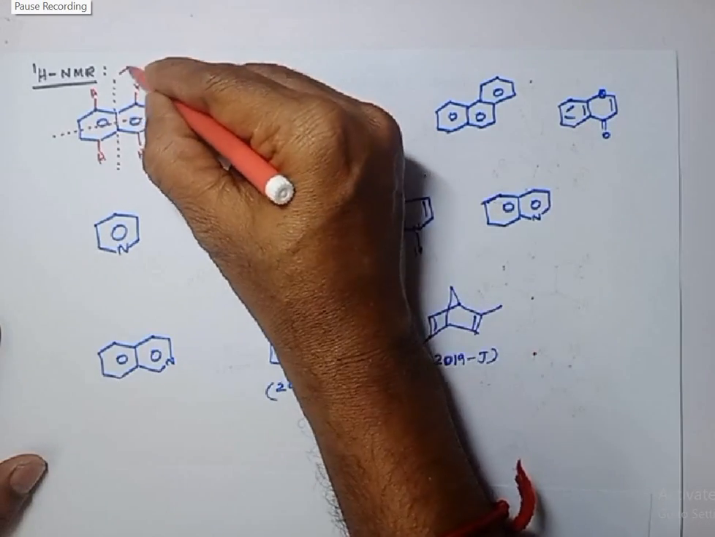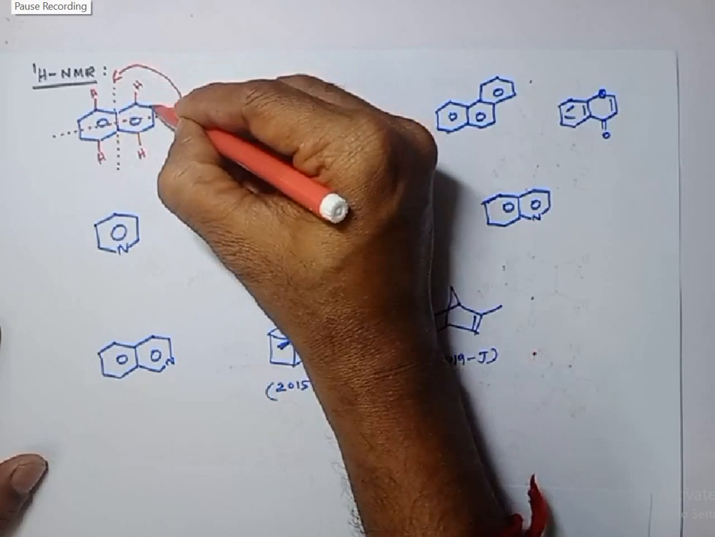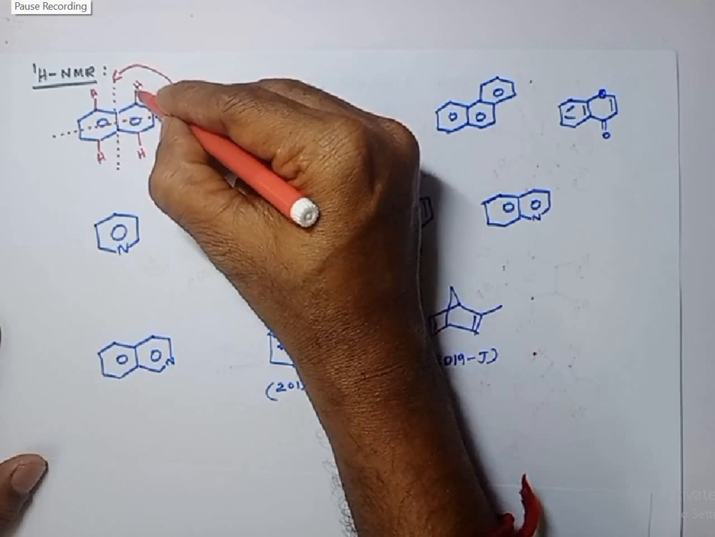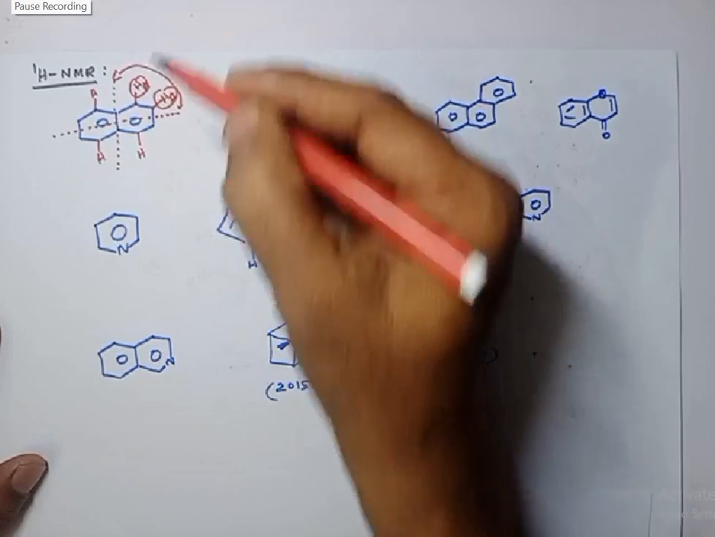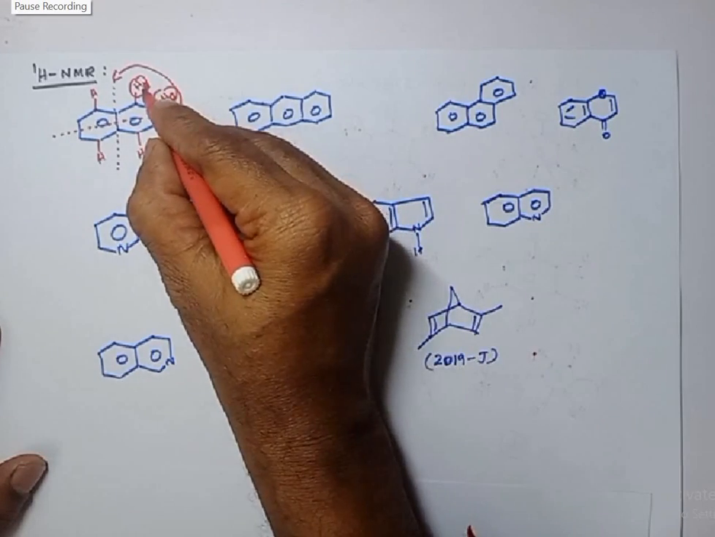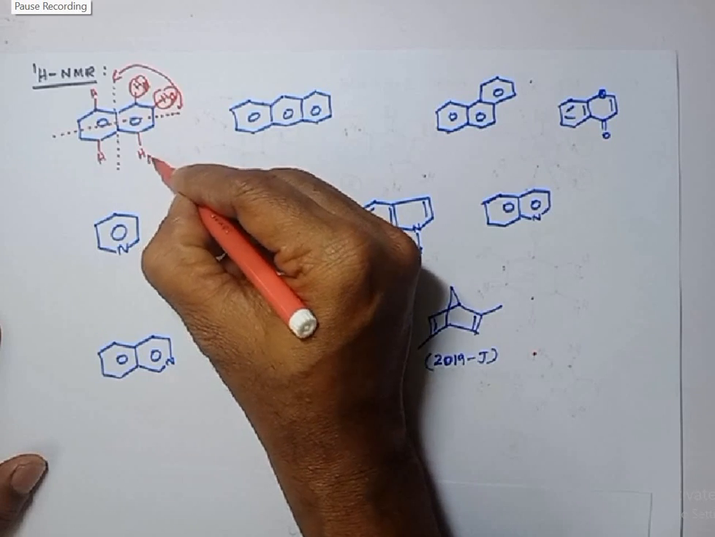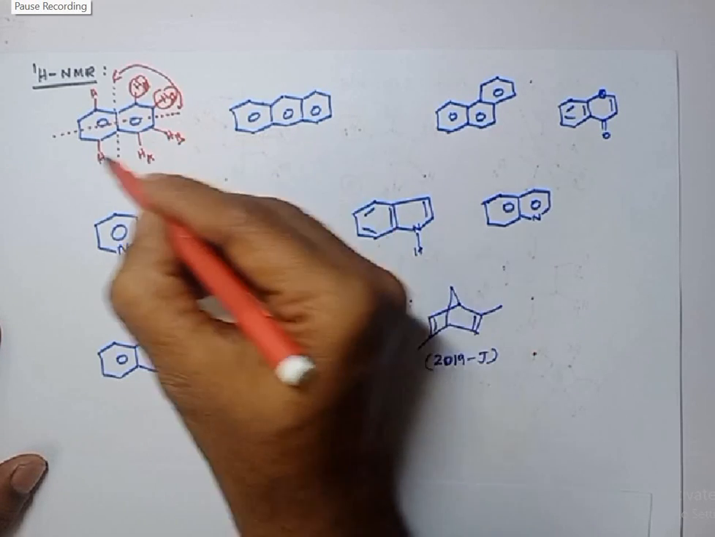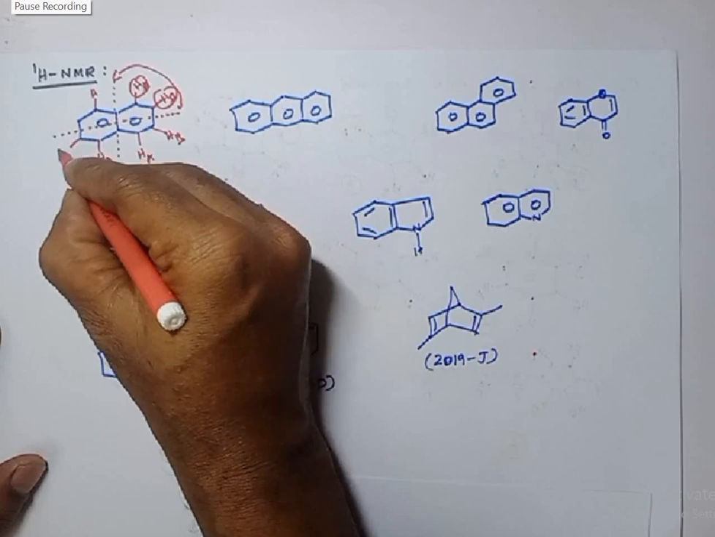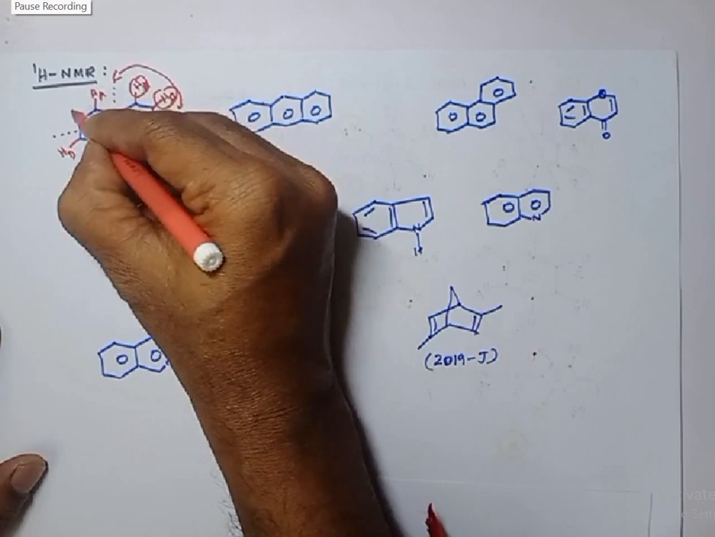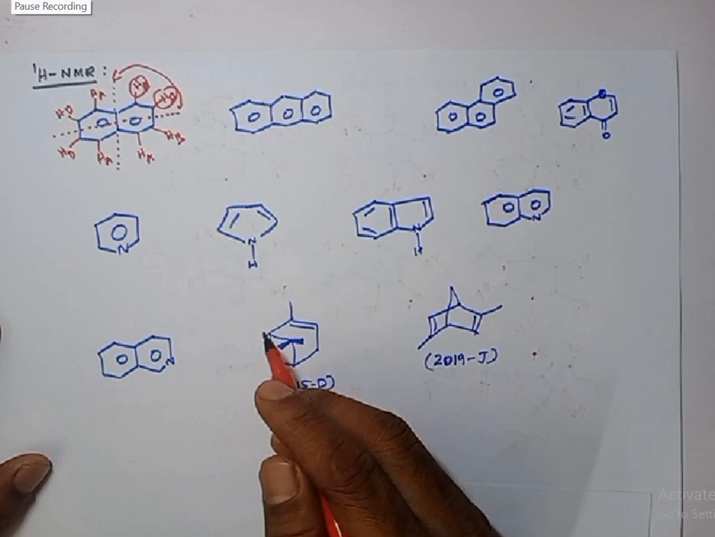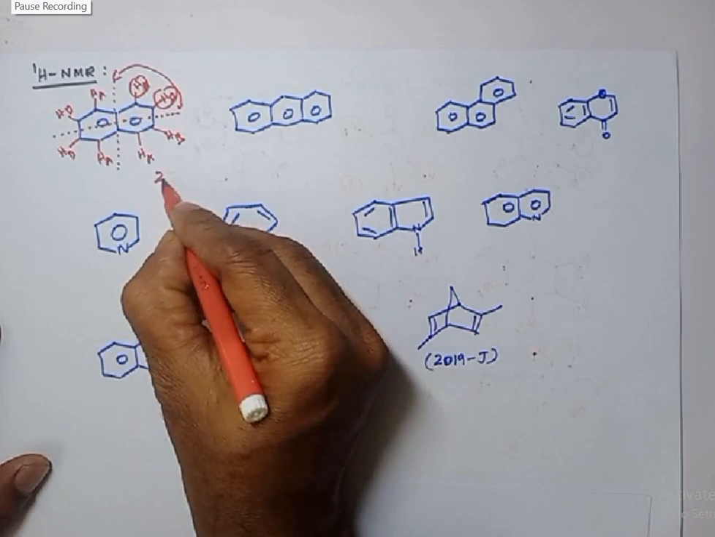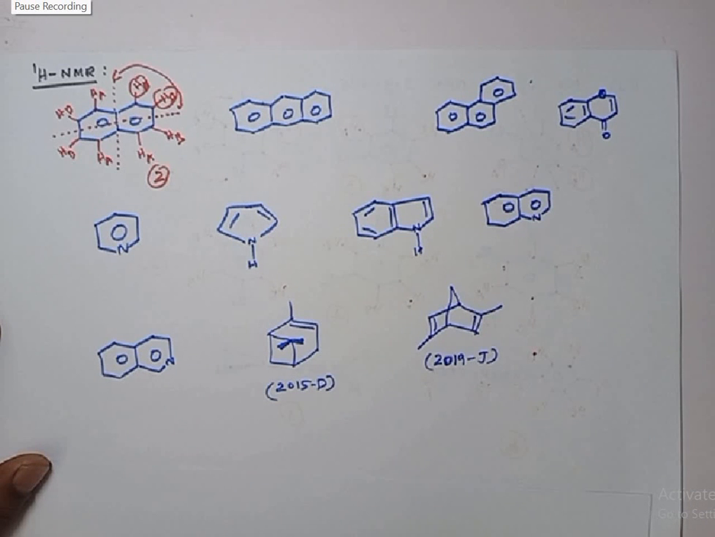And between the 2 mirror planes, how many protons are there? I have 2 protons, right? Here one, here one. So this will give one signal and this will give another signal. Similarly, if this is HA and this is HB, here this is HA and this is HB. Similarly, here this is HA and this is HB, and this is HA and this is HB. So in naphthalene, we have 2 different types of protons. So we get 2 signals for this compound in the proton NMR spectrum.